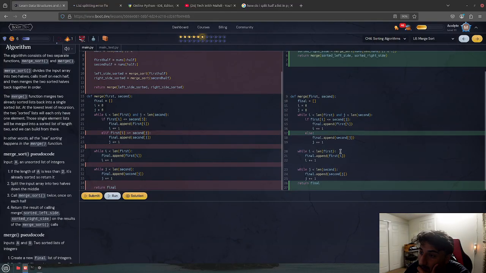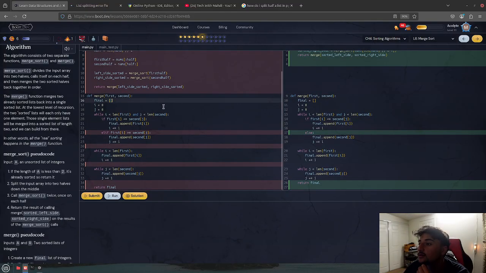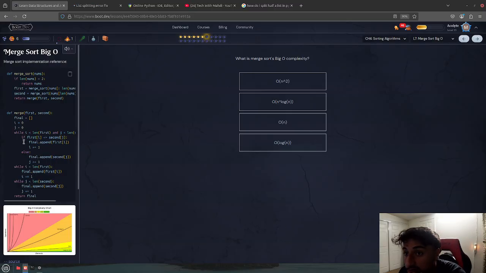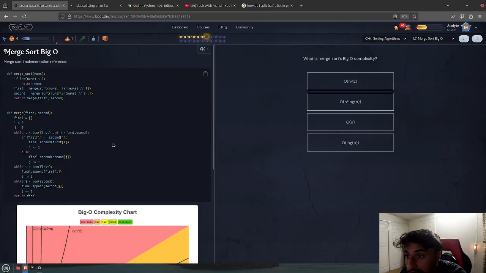Okay, now let's look at this side. So final, i, j. So while I is less than length of first, we append, else append j. I didn't need elif. I could just put else. And then everything on the bottom is the same. Damn, bro. I don't know about y'all, but that was hard, man. That was hard, bro. Merge sort implementation reference.